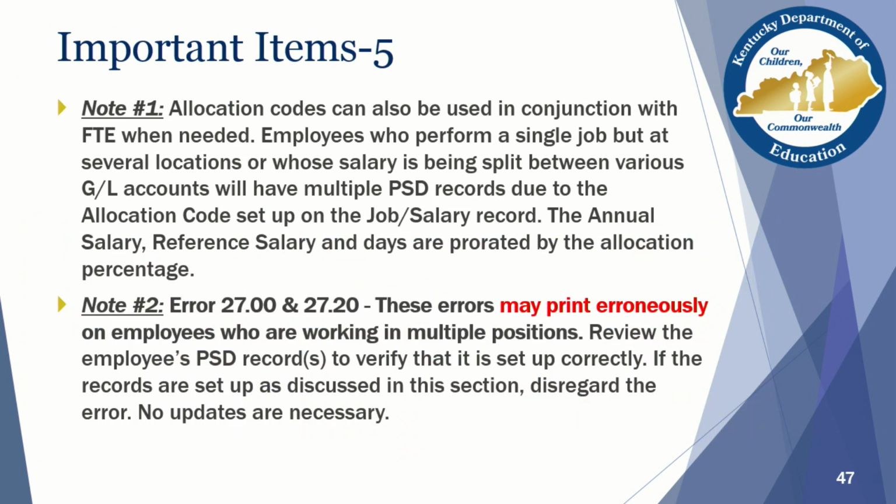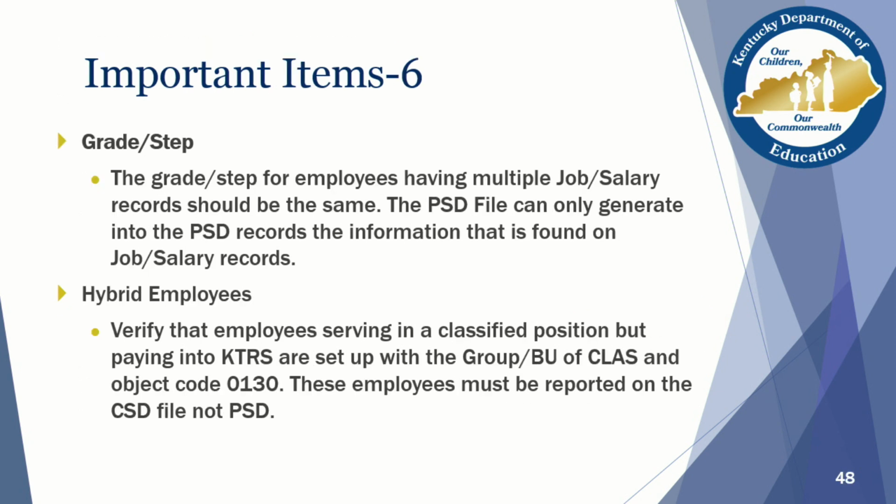So note number 1, allocation codes can also be used in conjunction with FTE when needed. Employees who perform a single job but at several locations or whose salary is being split between various GL accounts will have multiple PSD records due to the allocation set up on the job salary record. And note 2, Error 27 and Error 2720, these errors print erroneously on employees who are working in multiple positions. Simply review the employee's PSD records and verify that it is set up correctly. If they're set up correctly, you can simply disregard those errors and move forward.